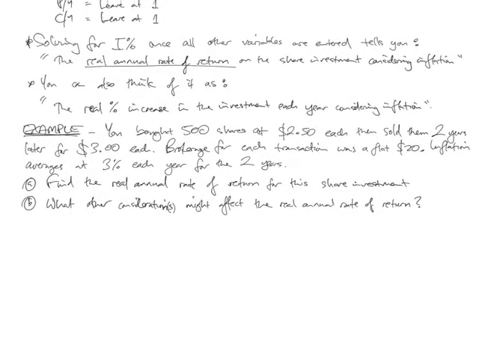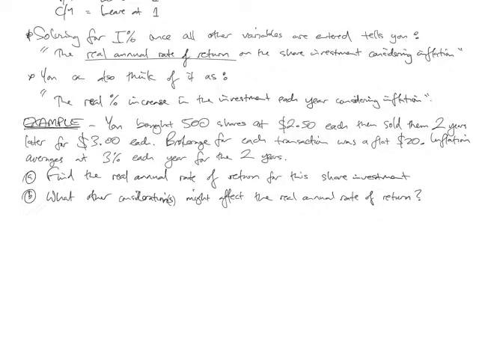So once you've done all of that and you press alpha enter on the I% variable, the number that you get is going to be the real annual rate of return on the share investment considering inflation. You can literally write that as your answer statement after the number, but if it helps your thinking, you can also think of it as this answer giving you the real percentage increase in the investment every year considering the effect of inflation.